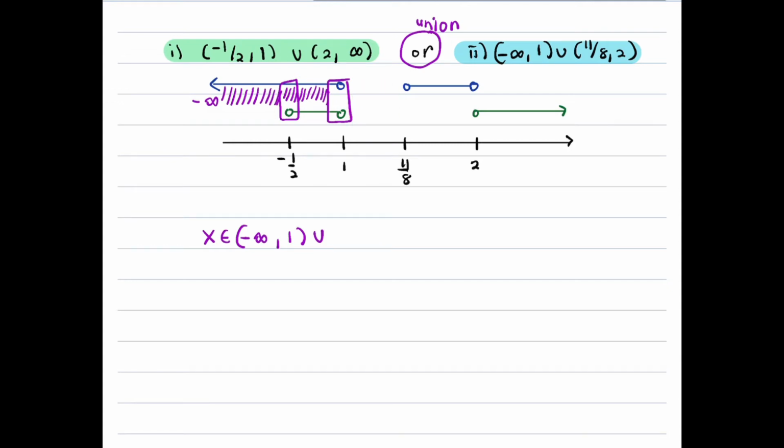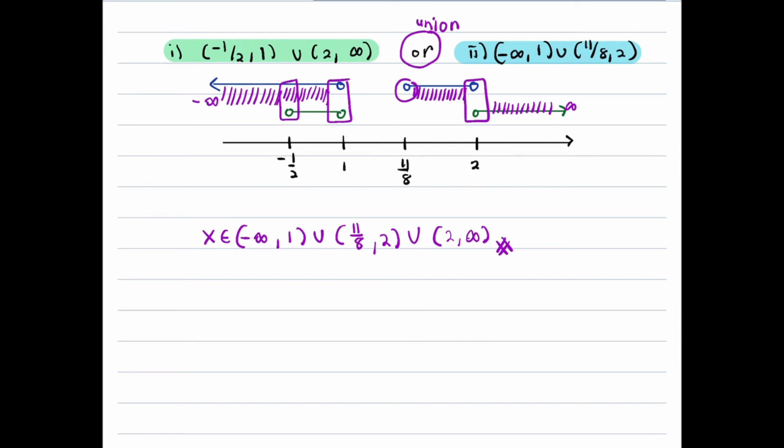So where do we start? We start from 11 over 8 because over here you still have a hole, even though it's a hole, you just put an open bracket. Now continue until 2, because at 2 there is a hole for both of them. Since both are holes, you stop at 2, open. Union again because the green is not yet finished, so until infinity. So you have 2 until infinity. That's how you get your final answer.